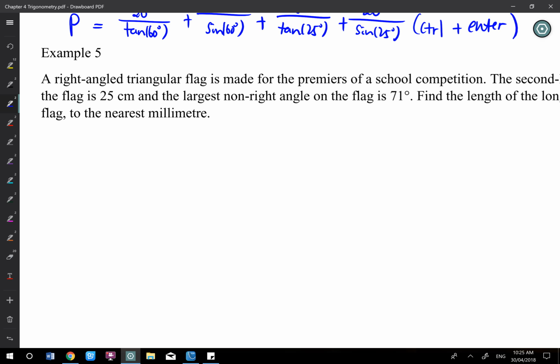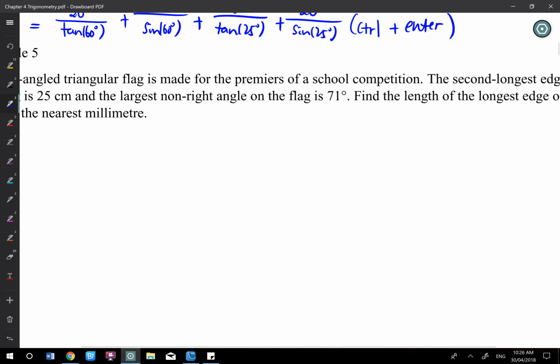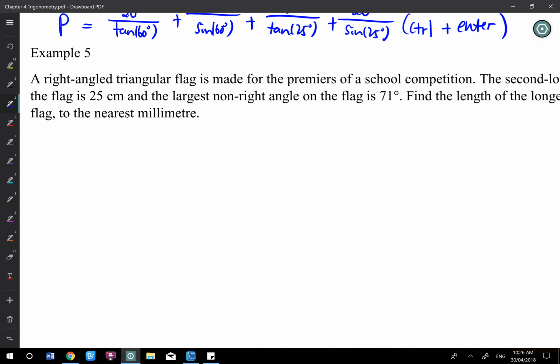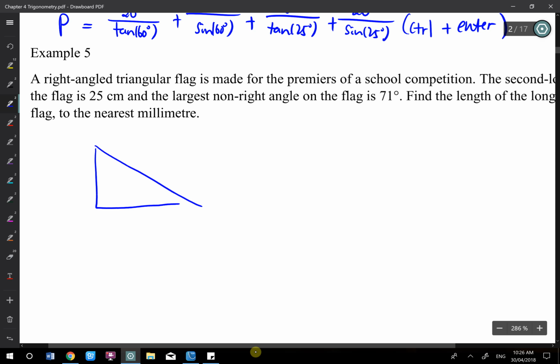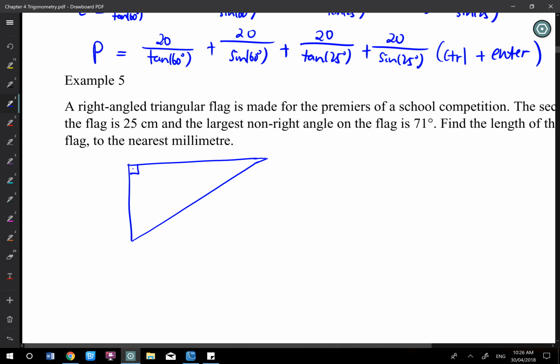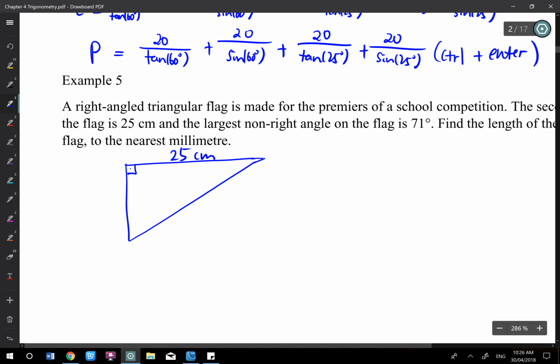Alright, last example. Last one. A right angle triangular flag is made for the perimeters of school competition. The second longest edge. What's the longest edge in the right angle triangle? Hypotenuse. A flag maybe better draw that way, or maybe this way. Okay, so let's say that's a flag. It's a right angle triangle, and it says the second longest length of the flag is 25 centimeters. We say that's 25 centimeters.